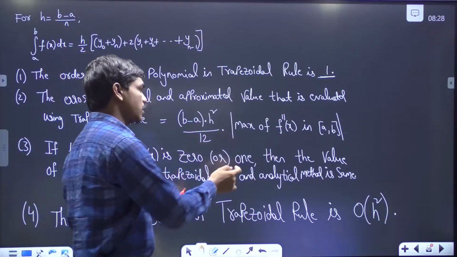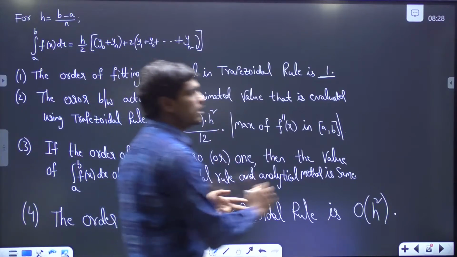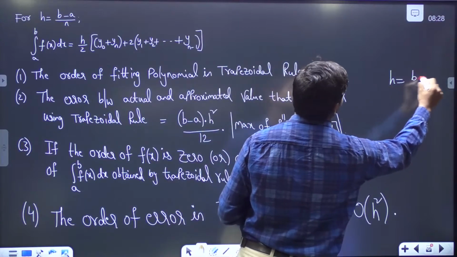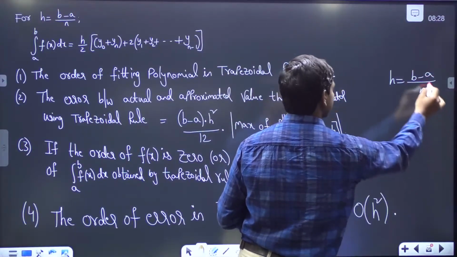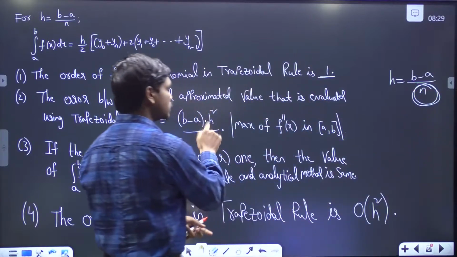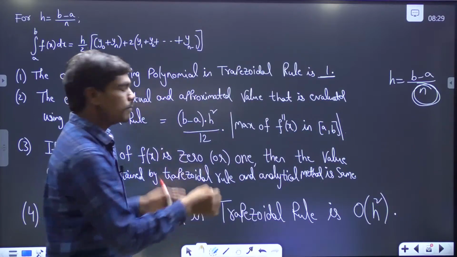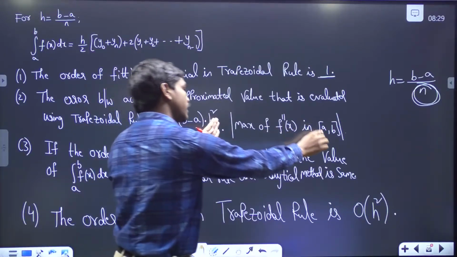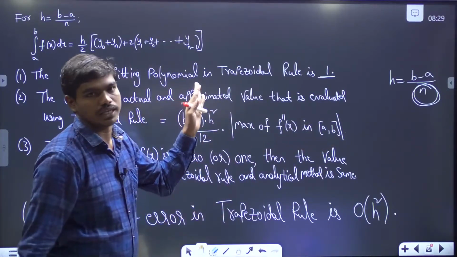So we'll make a proper choice of this h. Since h is equal to (b minus a) by n, we'll make a suitable choice depending upon our physical applications to decide this value of n. So this h is the only value which is in our hands. Apart from this h, f of x, a, b are all defined in the question already.